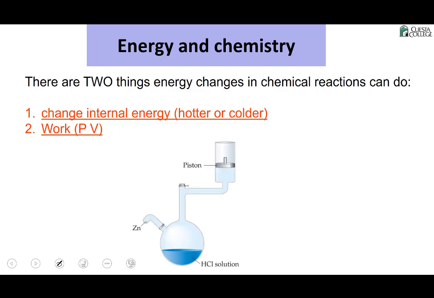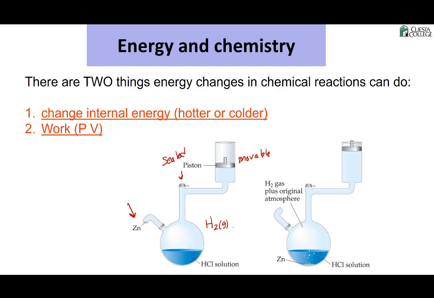Here's a fancy setup where there's some zinc metal that's put into a flask that's sealed up at the top. There's a movable piston at the top. As the zinc metal goes into the HCl, the reaction is going to create some H2 gas, like you saw in the chemical reactions lab. Here's what happens afterwards. The zinc is now in the flask. There's lots of bubbles of H2 gas forming.